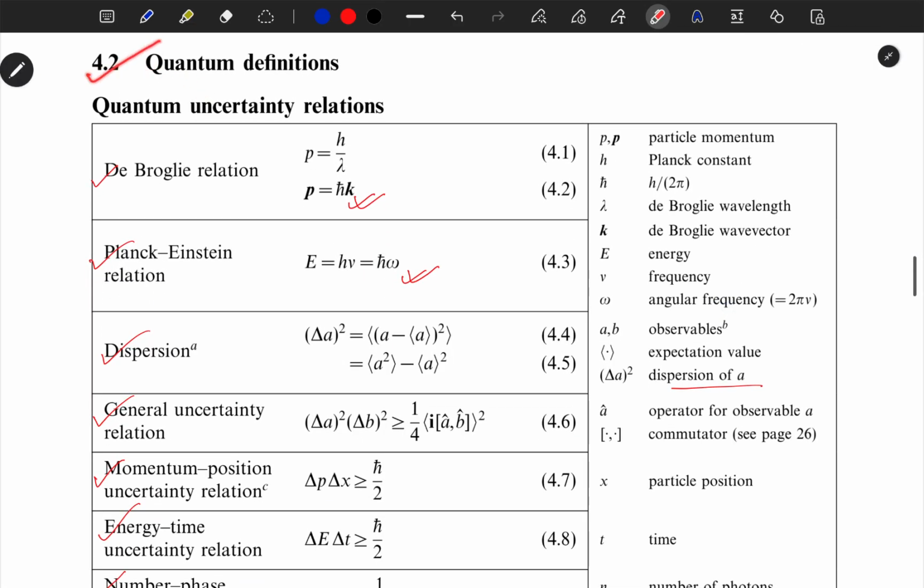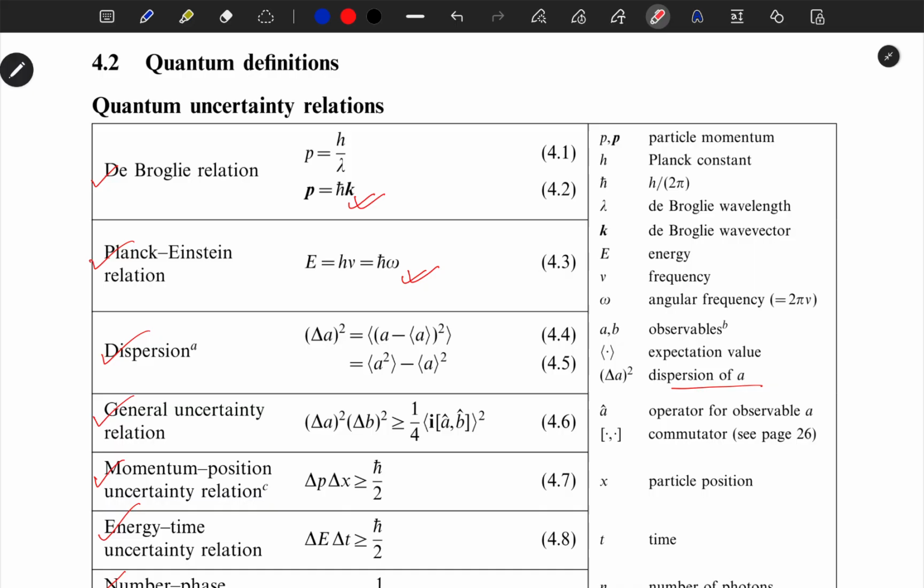Quantum definitions, quantum uncertainty relations. First, the de Broglie relation, p equal to h cut k. The Planck-Einstein equation, E equal to h cut omega. The dispersion relation, that is the general dispersion relation, is delta A square equal to the average of (A minus average A) whole square.